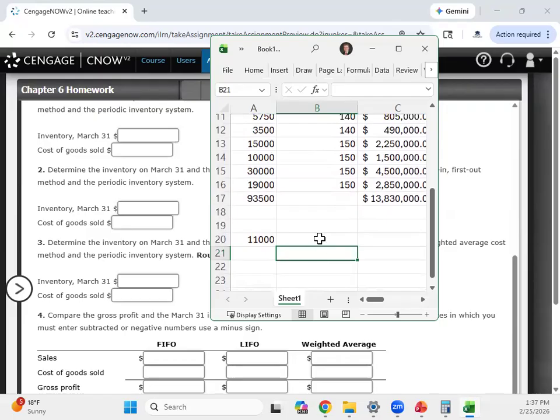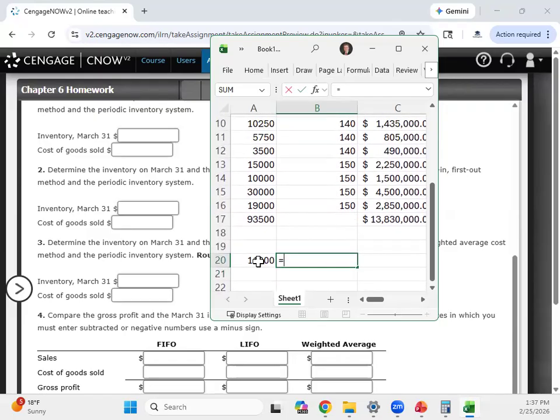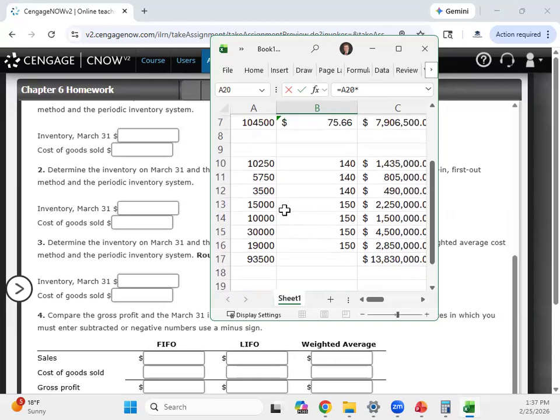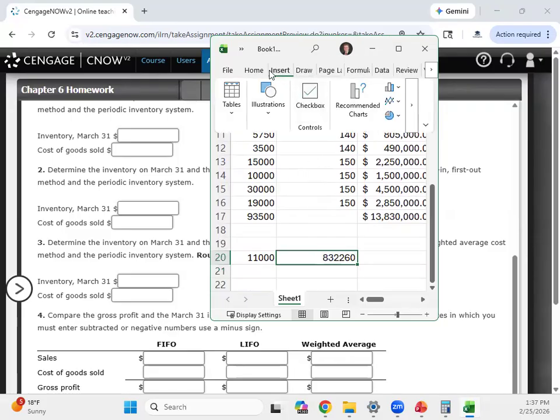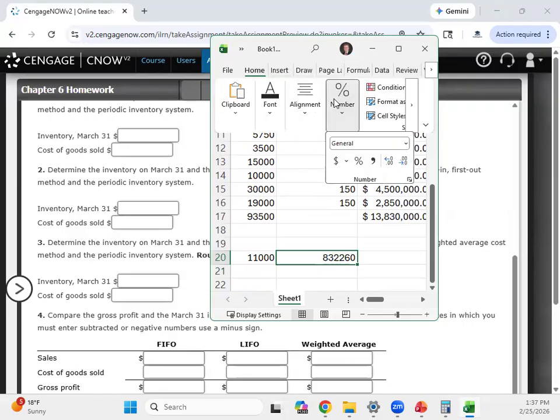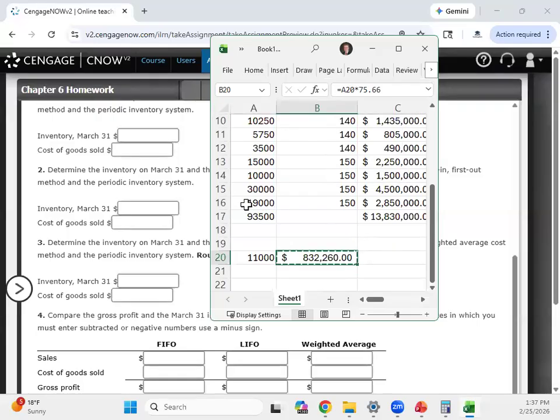And so we know our ending inventory has 11,000 units. So we can take 11,000 times 75.66, and I'm writing this out manually just so that it's rounded properly. And we get 832,260.